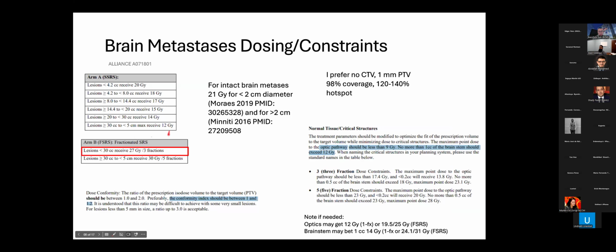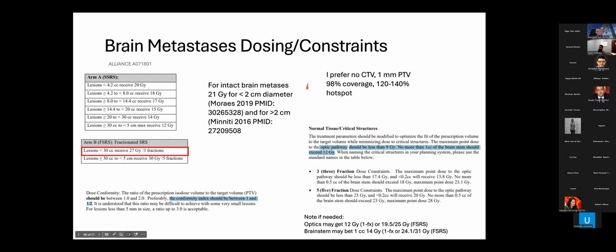So that is called the conformity index, and that volume ratio between the prescription isodose volume and the target volume needs to be between 1 and 2, and preferably between 1 and 1.2. Less than 1 means you're not covering the whole target, so it's always going to be bigger than 1, and it should be 1.2 at most, preferably.